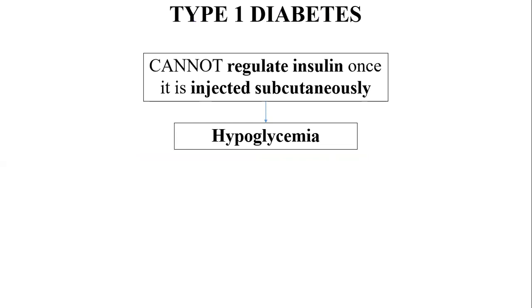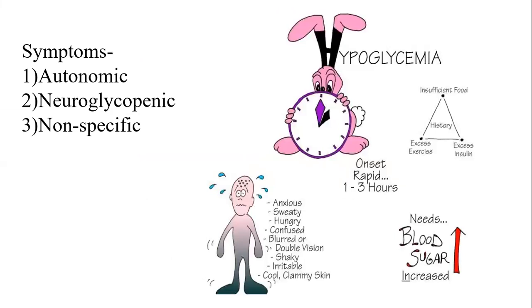In type 1 diabetes, the body cannot regulate insulin once it is injected subcutaneously, and this leads to hypoglycemia. The symptoms of hypoglycemia can be autonomic, neurogenic, or non-specific. In this patient, the onset is rapid, that is 1 to 3 hours.